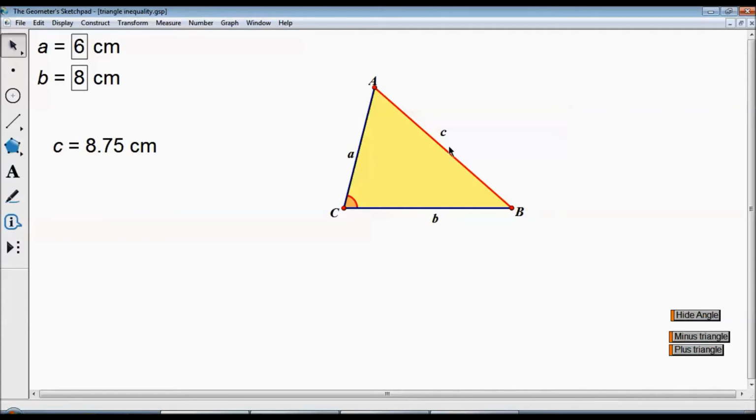So the question we're asking is, what could the length of this third side be, this line segment AB? Right now, it's 8.75 centimeters. Now, it makes sense that if I make angle C smaller, since this side is opposite angle C, then this side is going to get shorter. Now we're down to 4.52. And we could imagine that side getting smaller and smaller and smaller. And at some point, we can go past it, and it gets larger again.